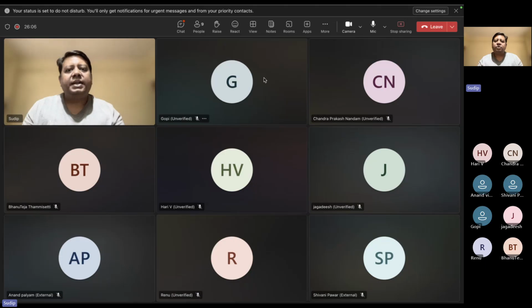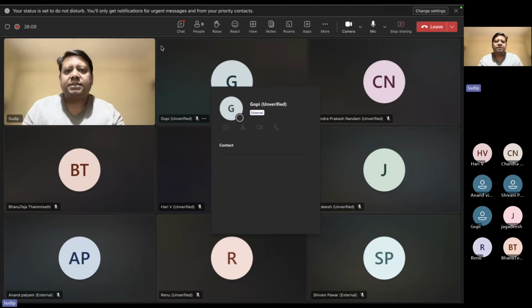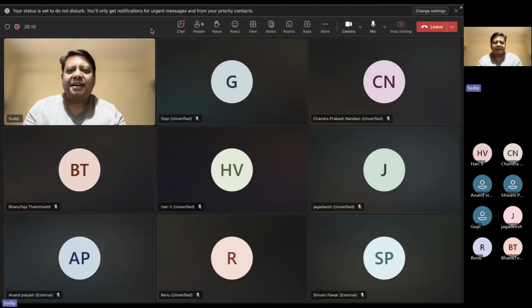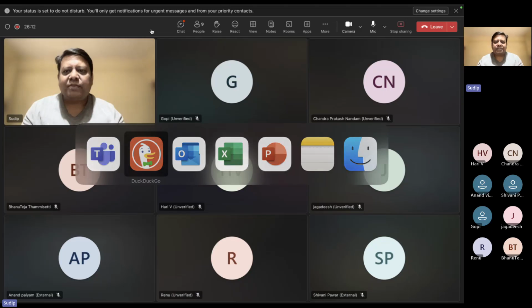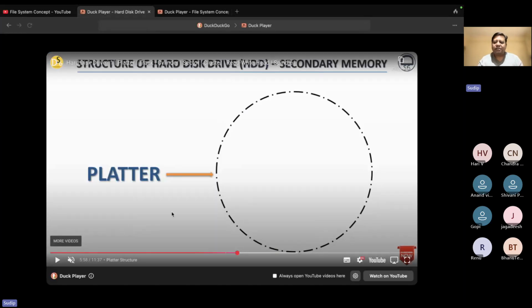Prakash, does the data stored in the... Of course, yes. That's the idea, right? That is exactly what we are going to see now, how data is getting written on these platters. Okay, so just observe this animation carefully.